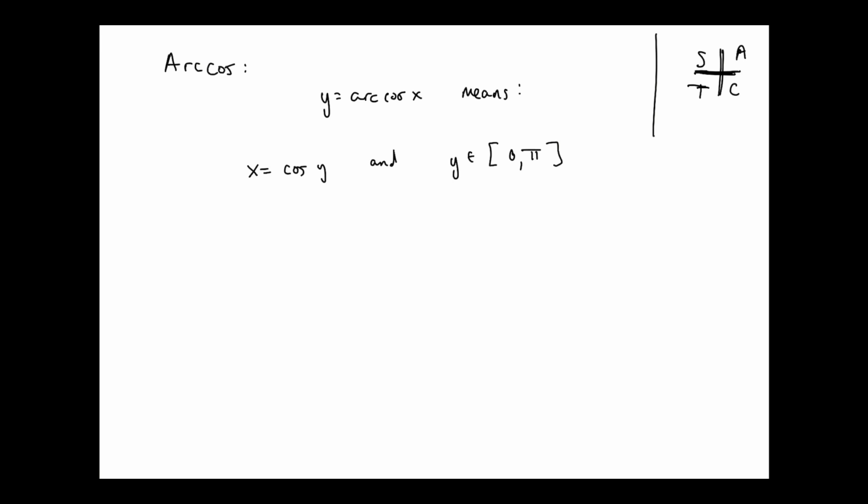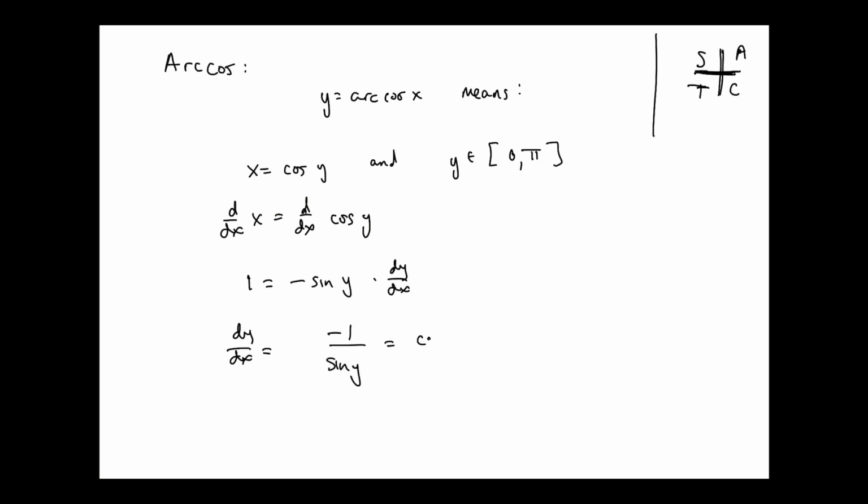Okay, then we need to start differentiating implicitly. So what's the derivative of both sides? Well, what's the derivative of x? 1, that's easy. What's the derivative of cosine? Negative sine times dy/dx by the chain rule. And so if I solve for dy/dx, I get negative 1 over sine of y, which is cosecant of y, but who cares? So that part kind of goes similar to the last one.